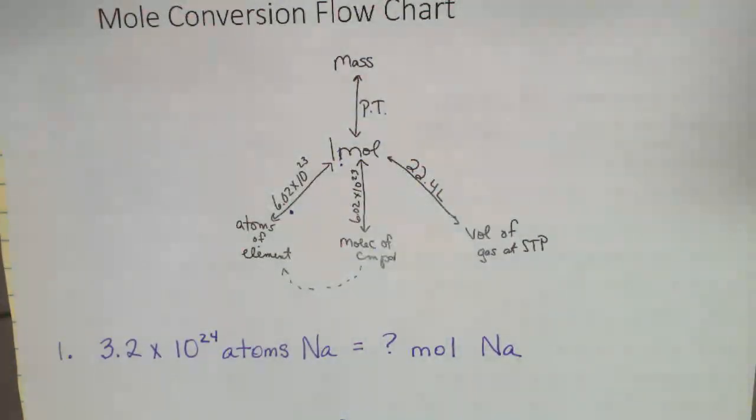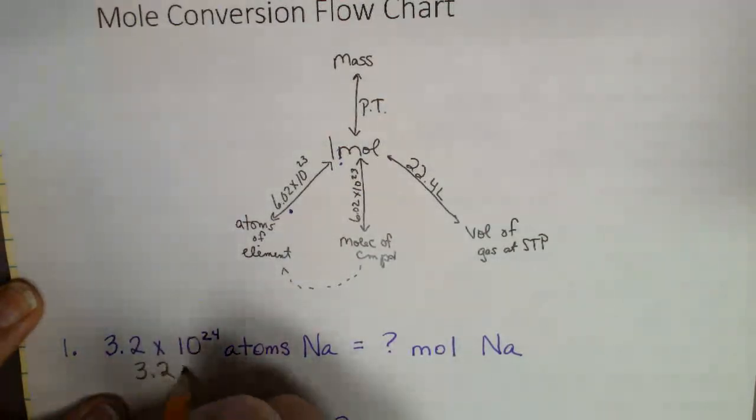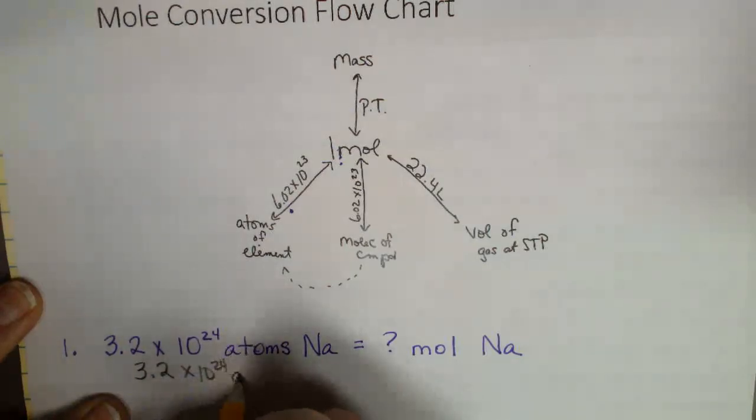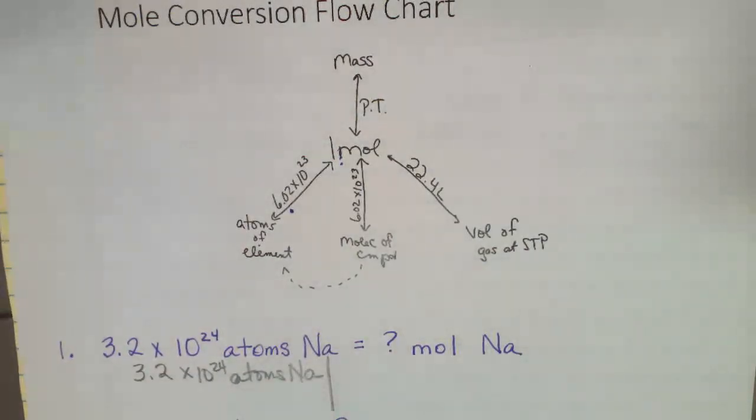I'm going to grab a different color writing utensil so it doesn't run into our problems here. Okay, so I'm going to start with what I'm given. 3.2 times 10 to the 24th atoms of sodium. Yeah, I know, I'm writing that whole thing out, and my students complain and gripe about that. But if you will do it, I'm going to tell you right now, when we get to stoichiometry, which is just two weeks away, it's the big deal. You've got to write it all out. Otherwise, it's going to be a big mess.